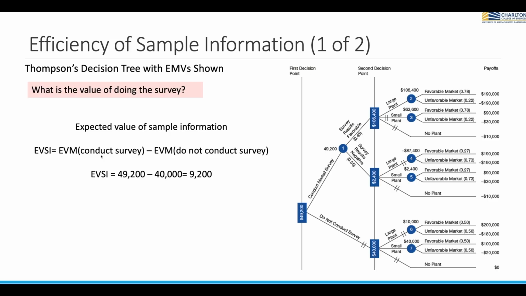Now the question is how much Thompson's Lumber Company is willing to spend on doing the survey. The expected value of sample information is equal to the expected monetary value coming from the survey, or the information from the survey, minus the expected monetary value if we don't do the survey. So if we do the survey, the expected monetary value would be 49,200, and if we don't do the survey, that would be 40K. The difference between these two numbers is 9,200, and we call it the expected value of sample information.